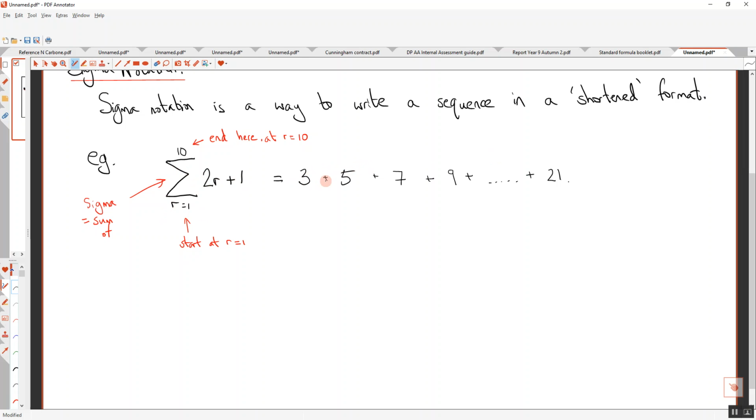Could I rewrite this sequence a different way using sigma notation? So say starting at a particular value, let's say 3, I want exactly the same output, but I want to see, can I pick a different formula, a different starting value, and a different end value?